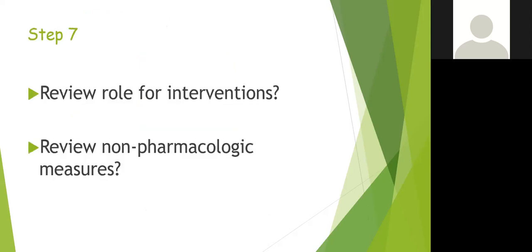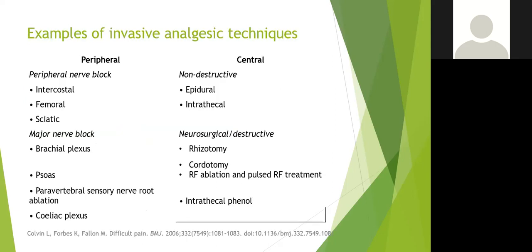Next slide. Okay. Step 7. These are a role for interventions and a role for non-pharmacological measures. So we have talked about most of the medications that we can try, and in some specific patients there is a role for interventions for pain management, especially for neuropathic pain, and there are roles for non-pharmacological measures also. Next slide. This is a list of analgesic techniques that can be used.